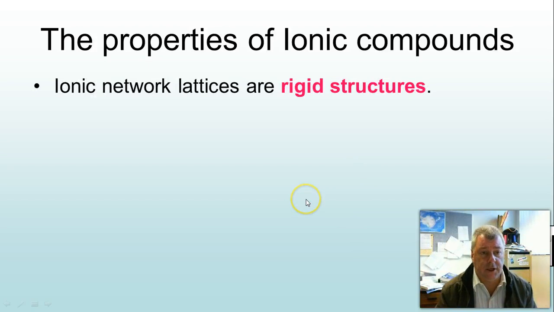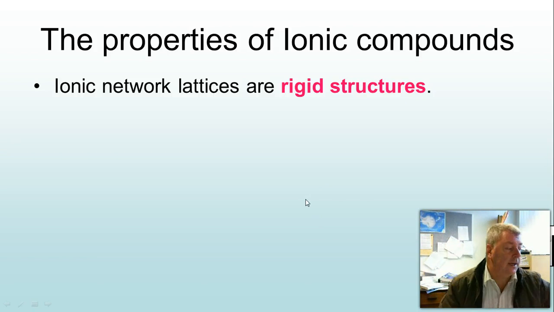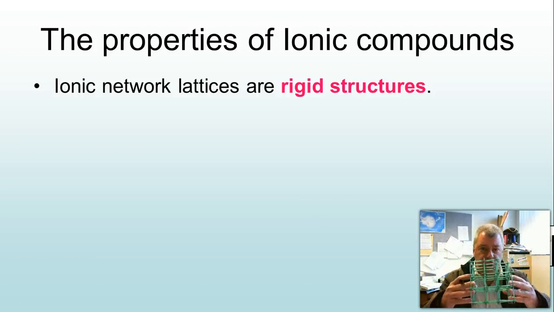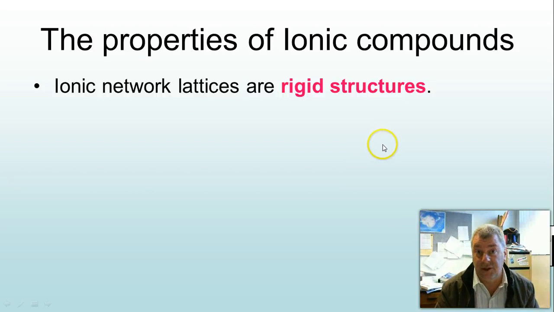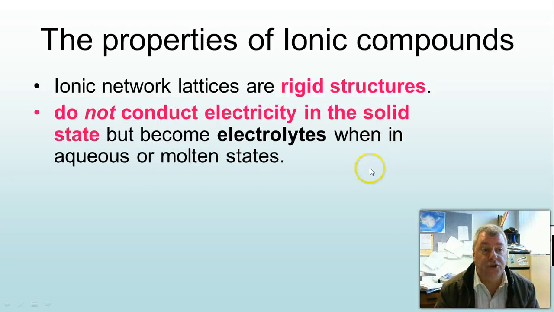So we've looked at the structure and we know that ionic network lattices are rigid structures. We've got this one here, pretty rigid. All the positive ions and negative ions are arranged in a regular arrangement, so they're rigid. That's why crystals are hard. They do not conduct electricity in the solid state.